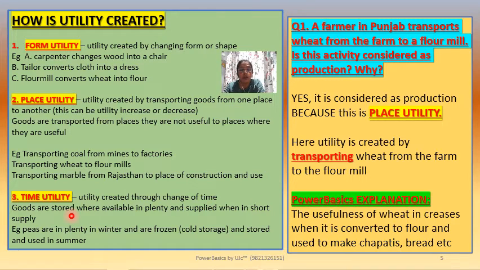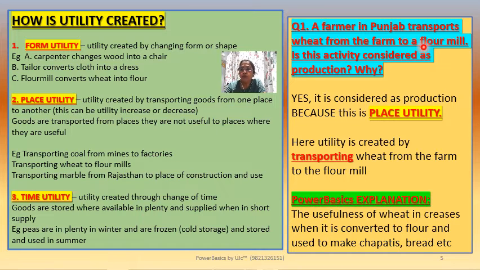Time utility. Utility created through change of time. Now, goods are stored where available in plenty and supplied when in short supply. Example, peas are in plenty in winter and are frozen in cold storage and stored and then used in the summer. So time utility. Now it is produced, saved and stored, used later on, when there is shortage. That is called time utility.